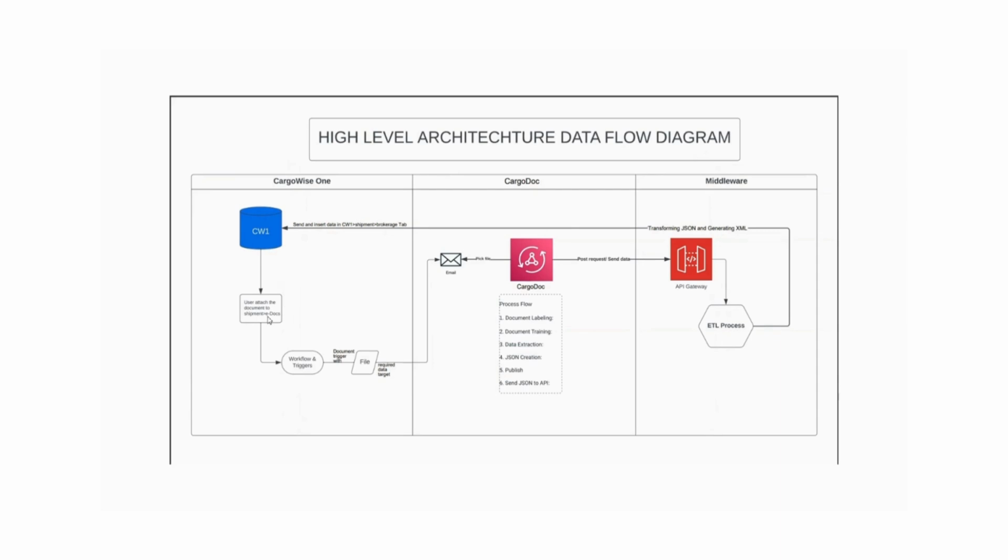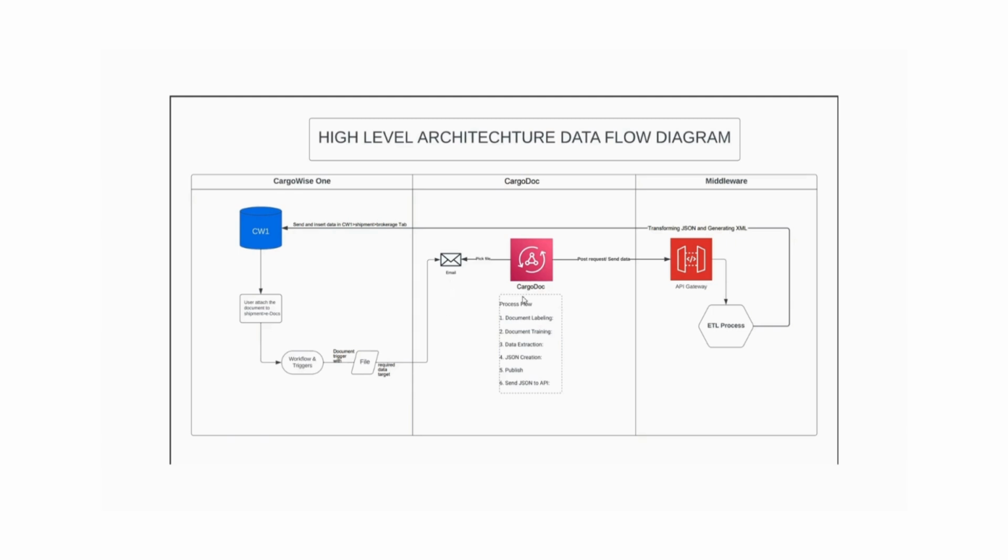In the initial phase, users attach the document in the eDocs section within the shipment module. Once the attachment is saved, a workflow template is activated to send the document along with the necessary data target to CargoDoc. CargoDoc receives the file in an emailed structure and proceeds to process the document according to the defined process flow.